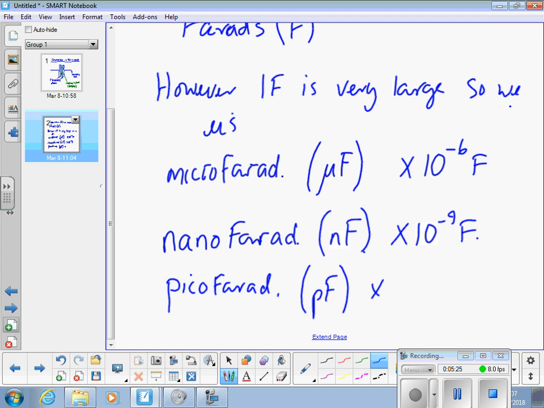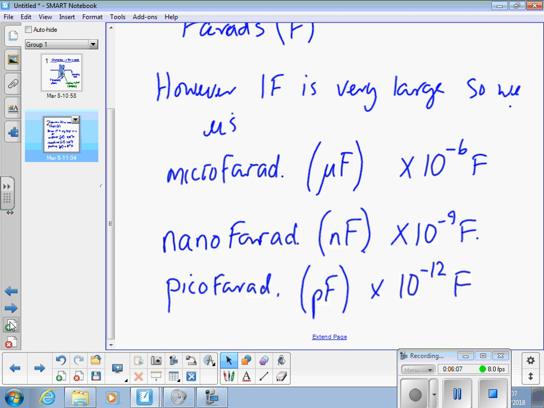commonly known by old hands in the electronics game as puffs, or puffs of capacitance, times 10 to the minus 12 farads. Puffs. And if you remember that these go in alphabetical order, you should always just remember micro, nano, pico, alphabetical order. You remember this: times 10 to the minus 6, 9, 12. Okay?